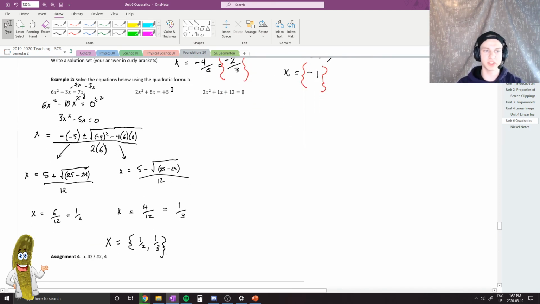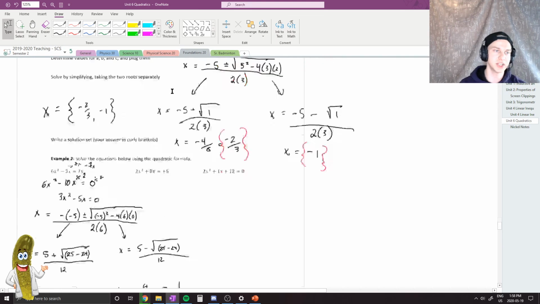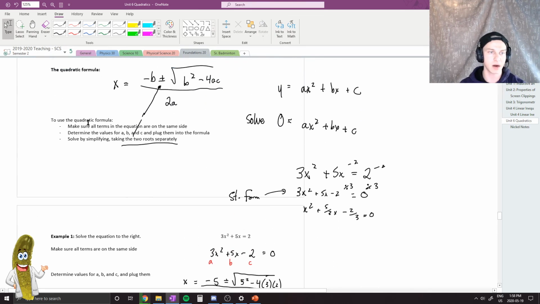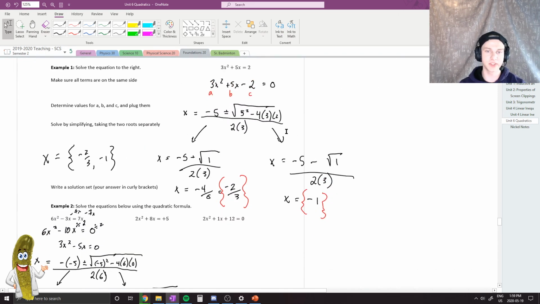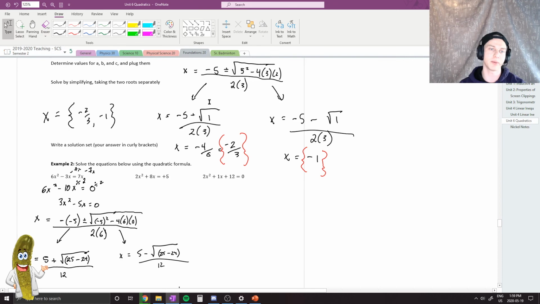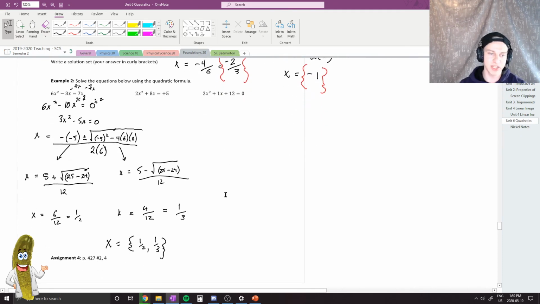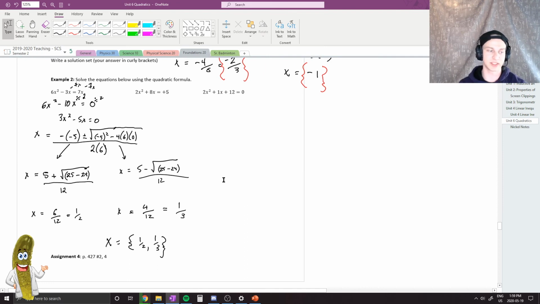Really straightforward. You just take the numbers and chuck them into the equation. Again, the key steps that we need to take are making sure that all terms are on the same side, determining the values for a, b, and c, plugging them into the formula, and then this arrowed step, taking two different directions, going plus and going minus the square root symbol. I usually do my plus on the left, my minus on the right, just to keep things consistent and ensure that I'm always following the correct steps.